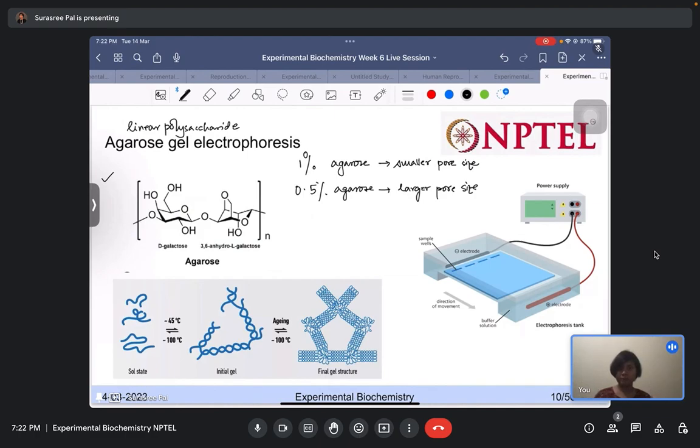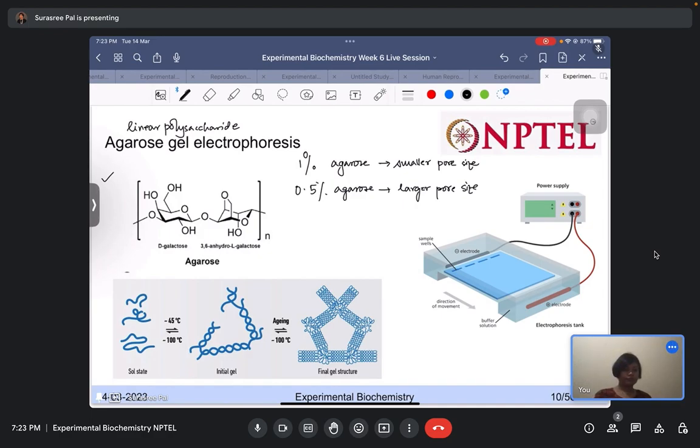So if we have bigger molecules, then we run them on agarose gel. For example, DNA is preferentially run in agarose gel if the DNA molecule is higher than approximately 200 base pairs. So from 200 base pairs to approximately 10 to 20 kilobase pairs, this huge range of DNA samples can be run and resolved on agarose gel electrophoresis.